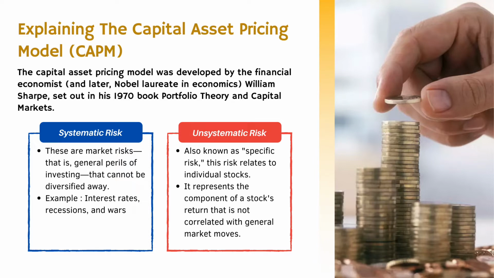So the second one is unsystematic risk. Unsystematic risk, also known as specific risk. So this risk relates to individual stocks. In more technical terms, it represents the component of a stock return that is not correlated with general market moves. So the example of unsystematic risk is business risk.